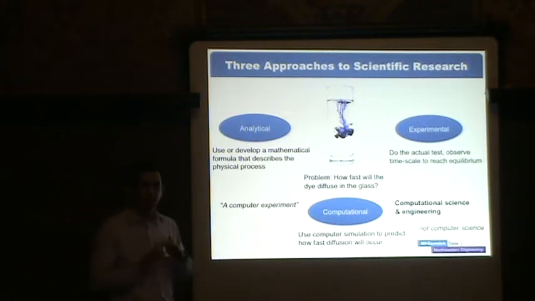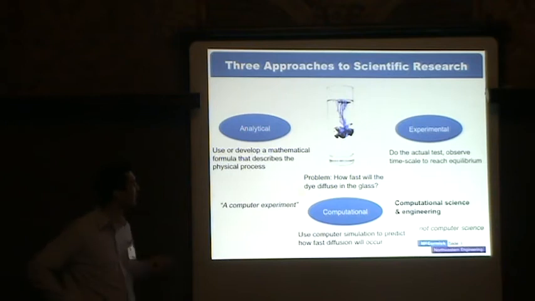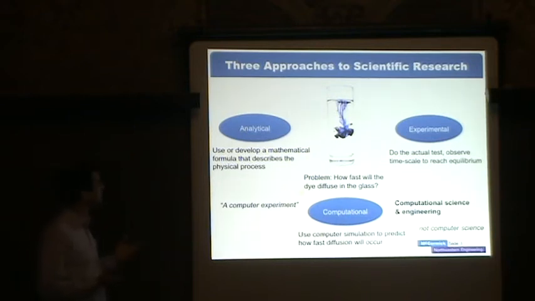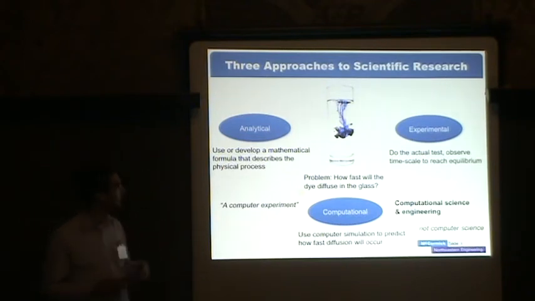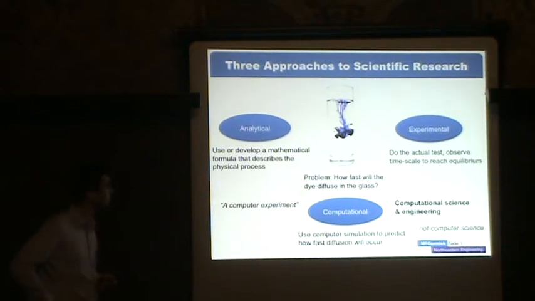If I think about it, there's 3 approaches to scientific research. One is doing actual experiments. So if you want to look at a problem like diffusion, you could actually do the experiment in the lab and look at the time you need to reach equilibrium. And you can also look at it from an analytical perspective and try to come up with a mathematical formula that will explain the diffusion process, such as Fick's diffusion law and so forth.